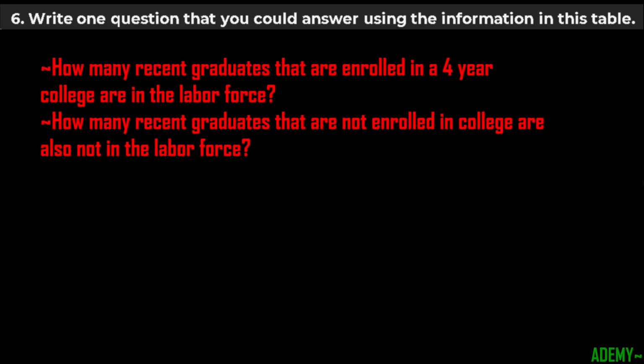All right, then for number 6, it says write 1 question that you could answer using the information in this table. It says there's 2 parts here. What do I write? Just write 1 part. So it says how many recent graduates that are enrolled in a 4-year college are in the labor force, or you could write how many recent graduates that are not enrolled in college are also not in the labor force. So those are some questions that could be answered using that table.